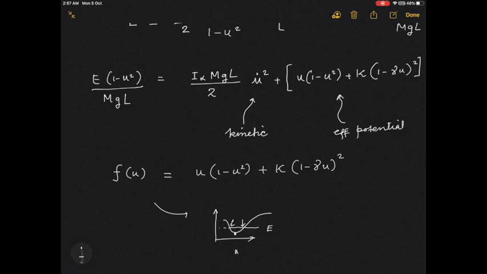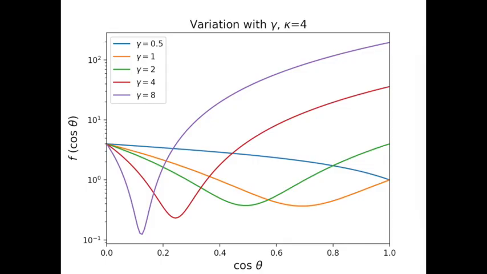So let us now investigate what happens for this. For that, what I have done is, for different values of kappa and gamma, I have plotted this potential. So what I am showing here is how this changes with gamma if I keep kappa equals 4. Remember, kappa was the ratio of the effective or characteristic kinetic energy to the characteristic potential energy. So I am just saying that there is more kinetic energy than the potential energy. And what was gamma? Gamma was the ratio of the angular momentum in the symmetry axis and perpendicular to the symmetry axis.